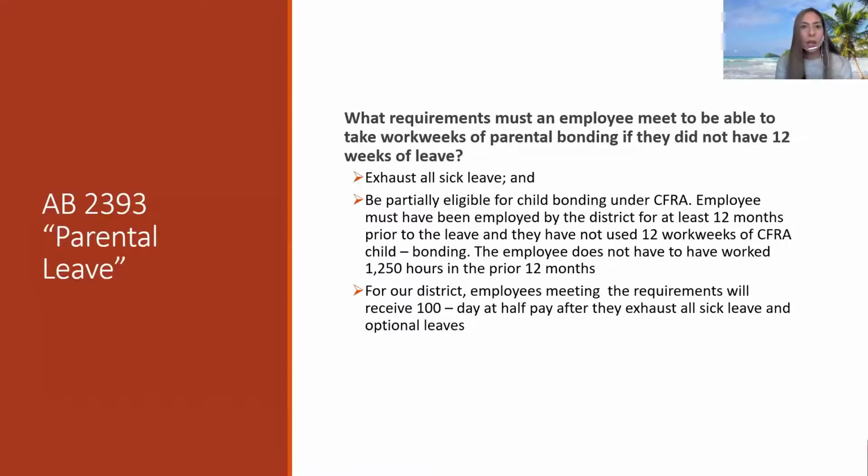So if someone has a spouse who maybe had a child back to back, and they've already used child bonding the 12 weeks before, we have to wait a whole 12 months before they can use an additional leave as well. So it does kind of reset every 12 months. The employee does not have to have worked the 1,250 hours, but they do have to have worked with us in the last 12 months.